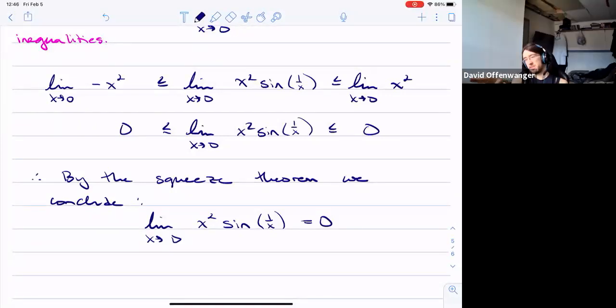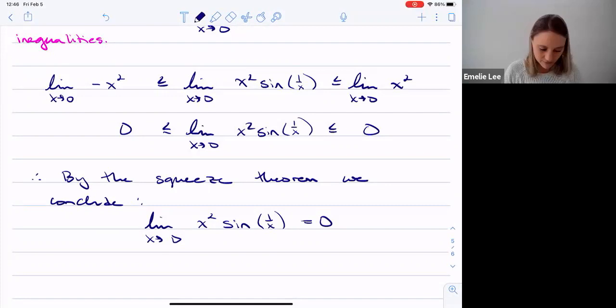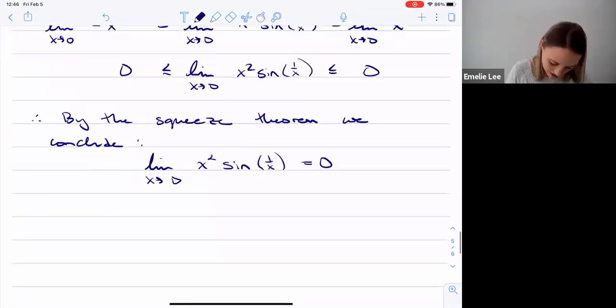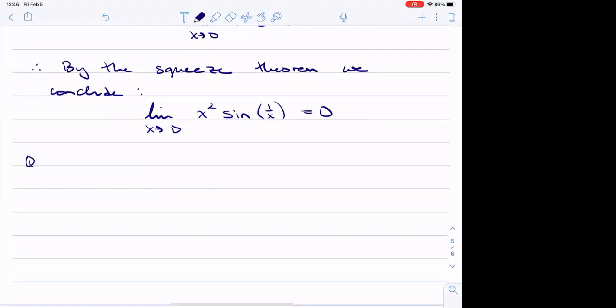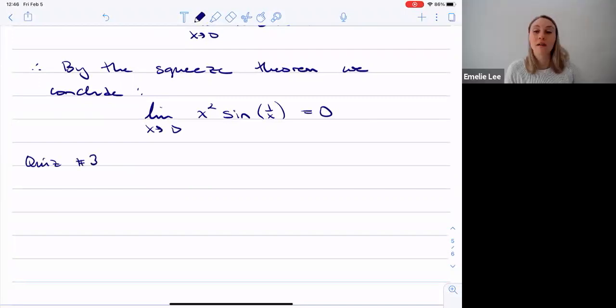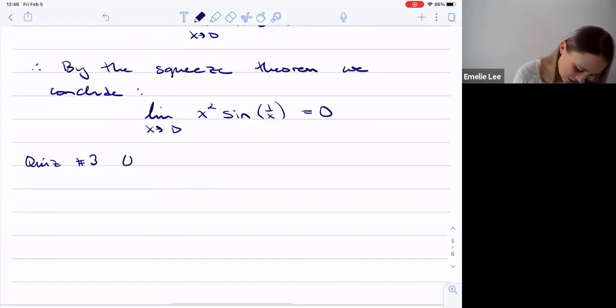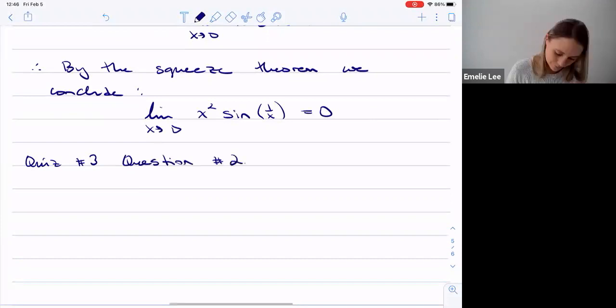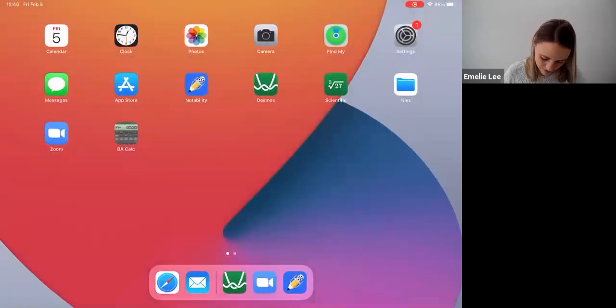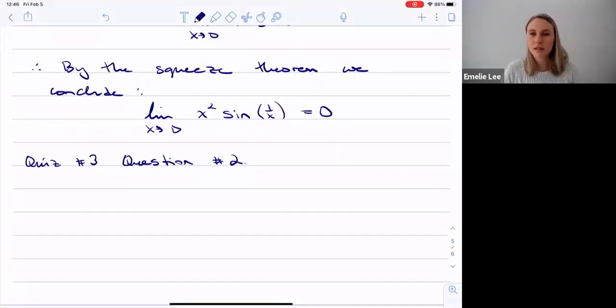Well, there's Jaspreet's question about question number 2 in the quiz. Oh, yeah, sure, we've got time. Why not? Quiz number 3, question 2. Let's see, I actually have it.